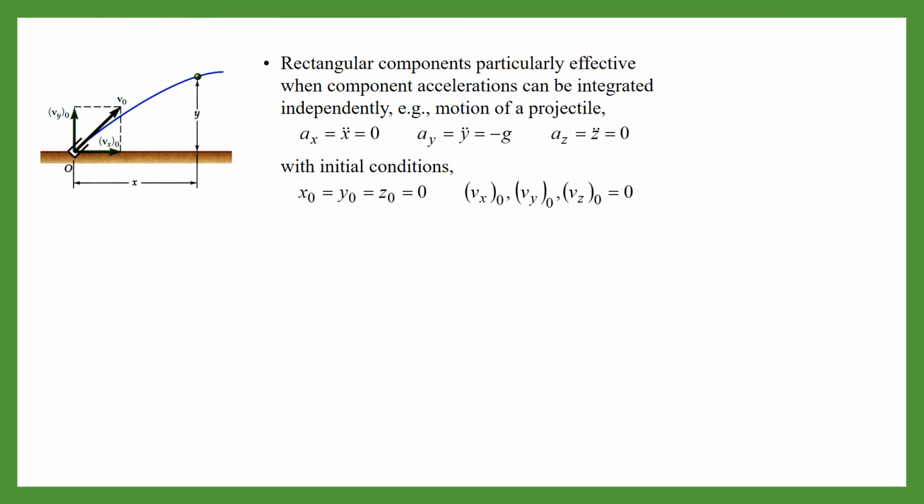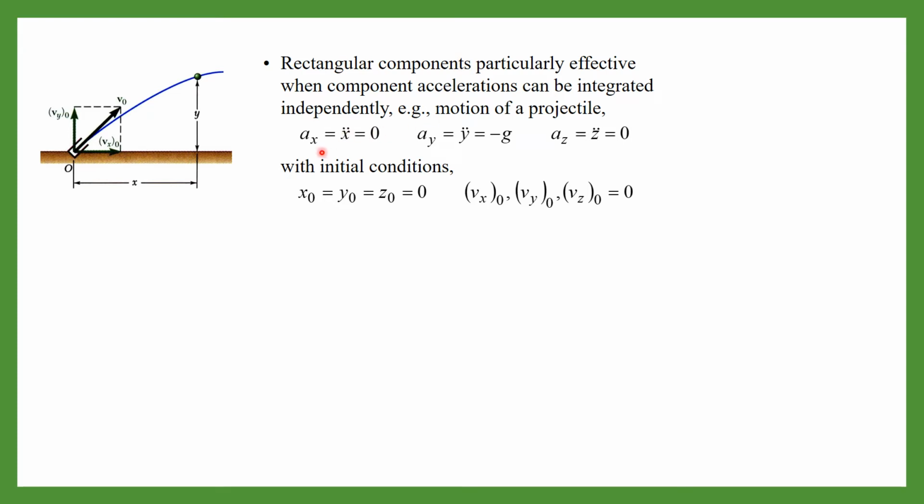Now these rectangular components are useful in many situations. For example, the motion of a projectile, because in the motion of a projectile, the acceleration can be integrated independently, meaning the acceleration of the particle does not depend on any other direction. Suppose this is your projectile and it is thrown with initial velocity v naught, and this is the path of this particle, and these are the velocity components vx naught and vy naught.